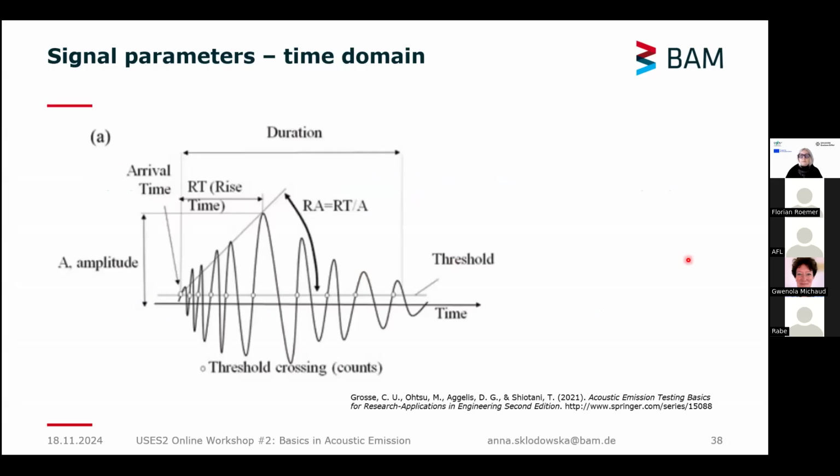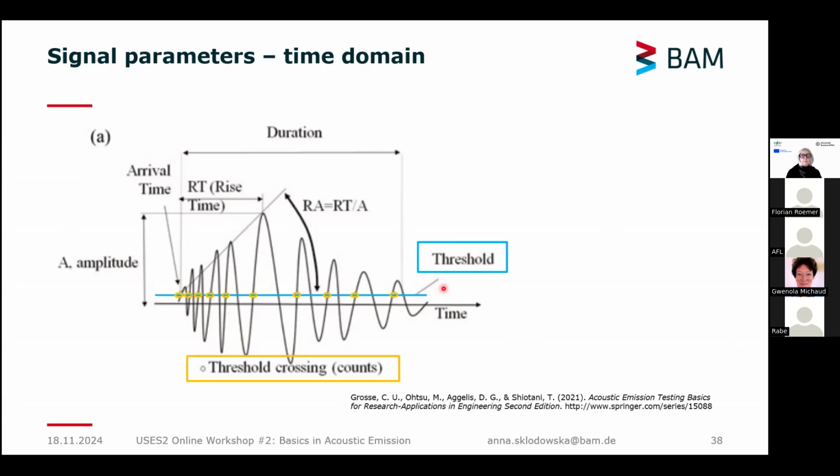So let's start with the general parameters and what they are. The first one is the threshold. This is a predefined voltage that must be exceeded by the incoming waveform in order to trigger the acquisition system to start recording. It also helps to avoid low amplitude signals or noise, and we only keep the signals that are crossing the given threshold.